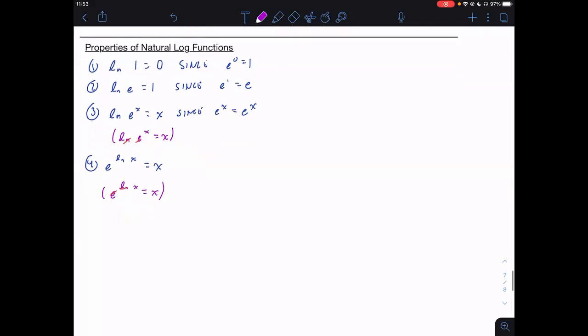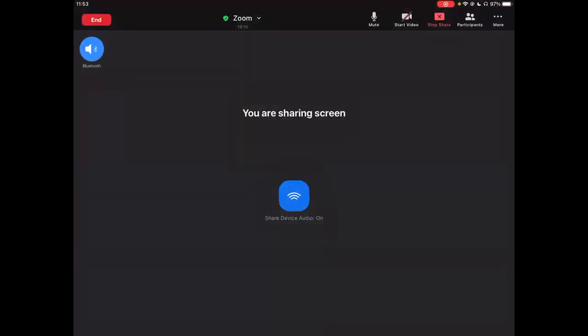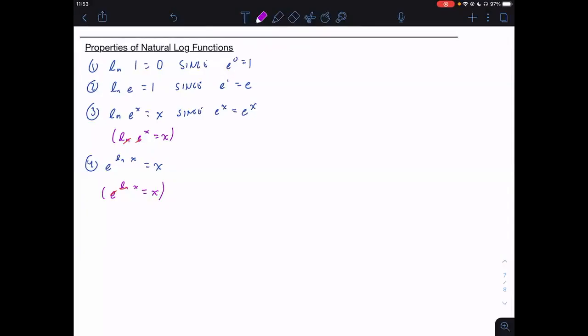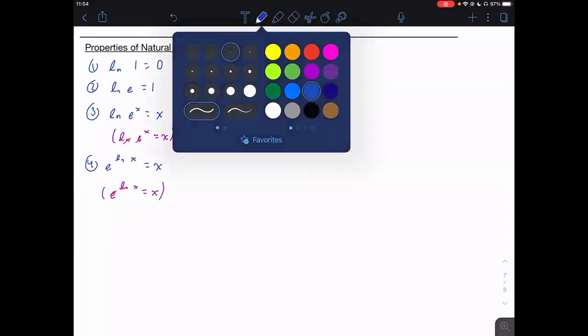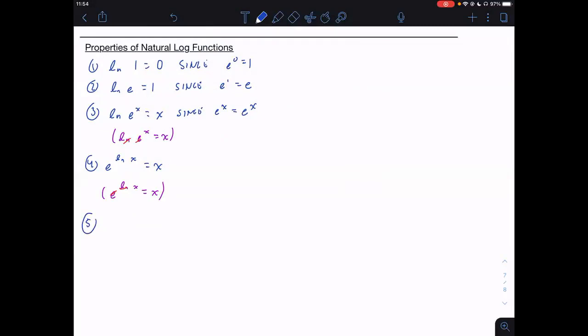But now, some properties of mathematical operations with a natural log. Okay, so property 5. Suppose we take the natural log of m times n.